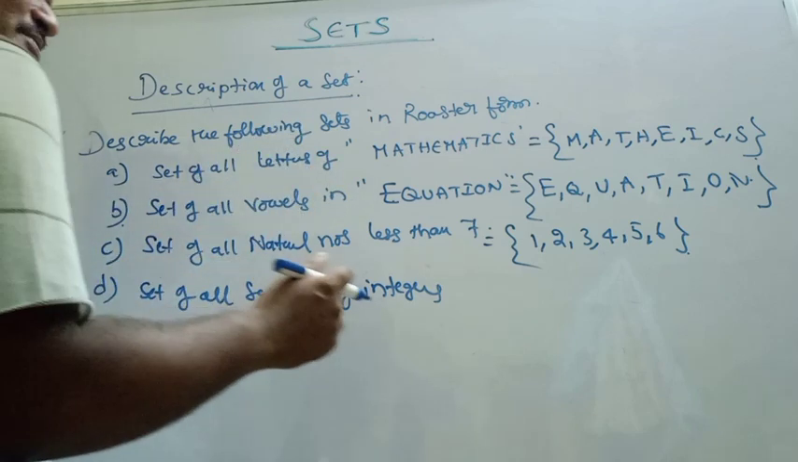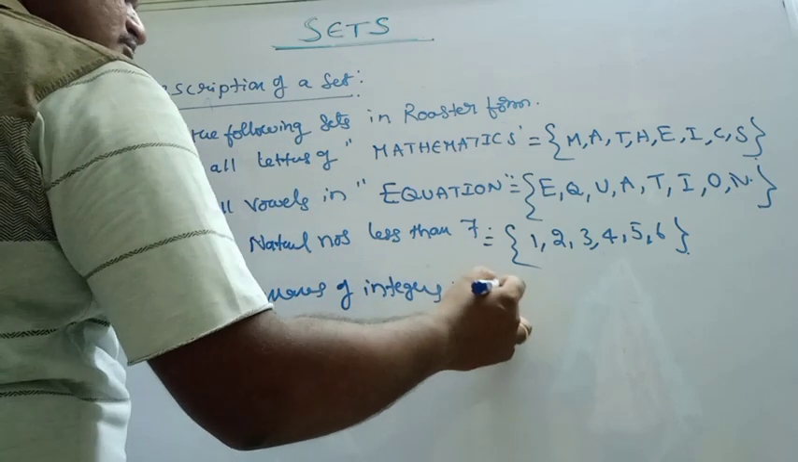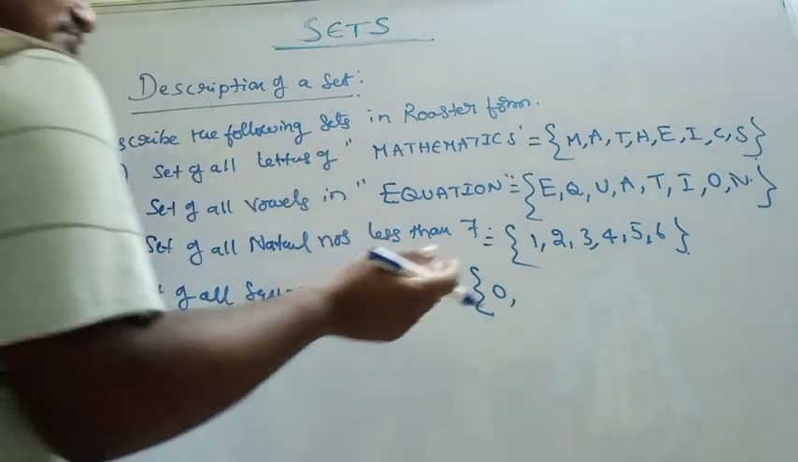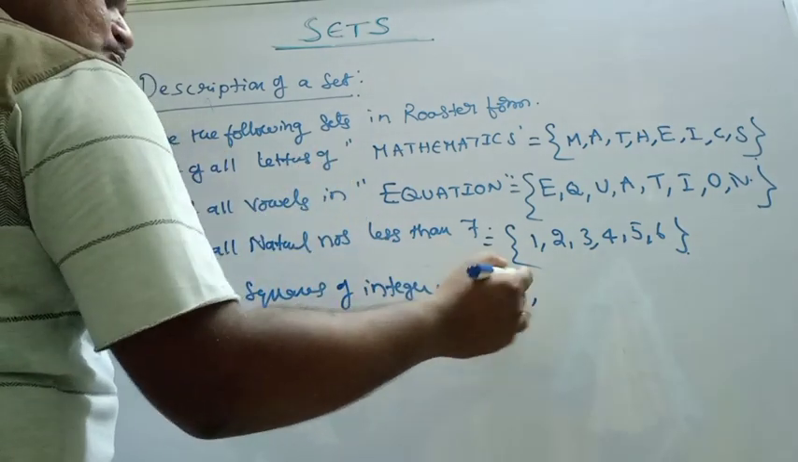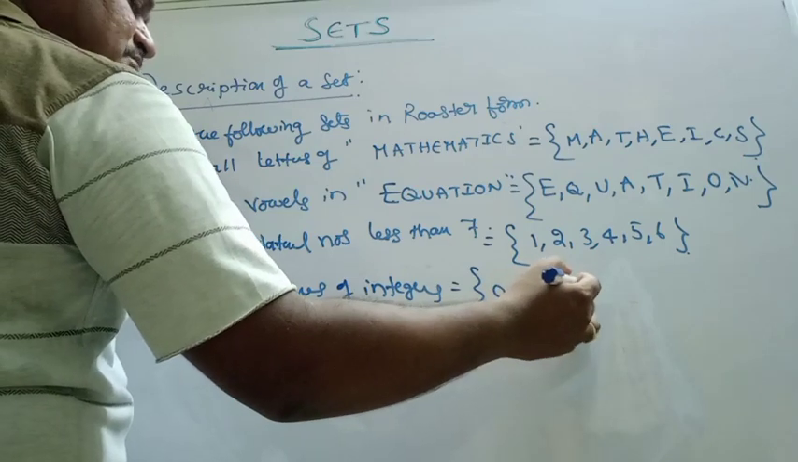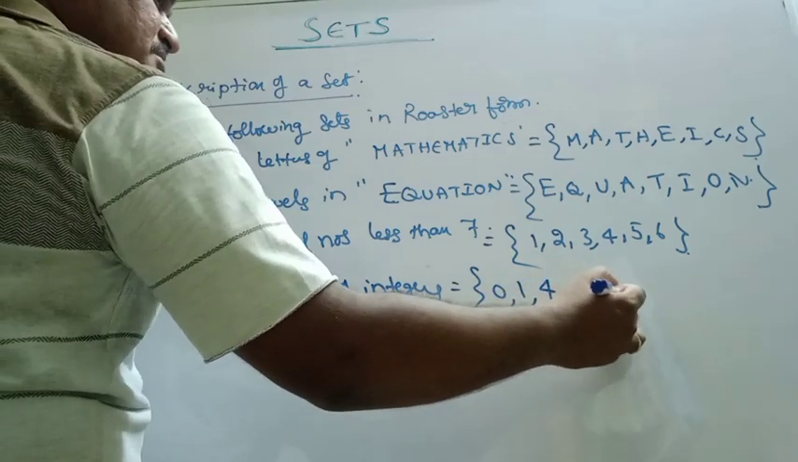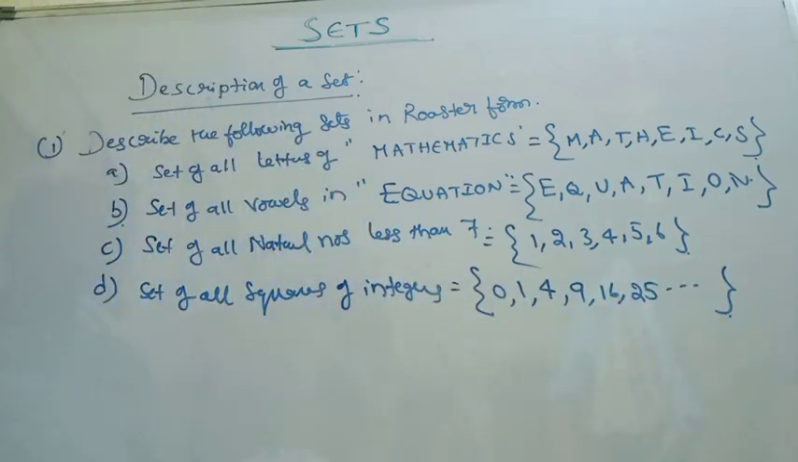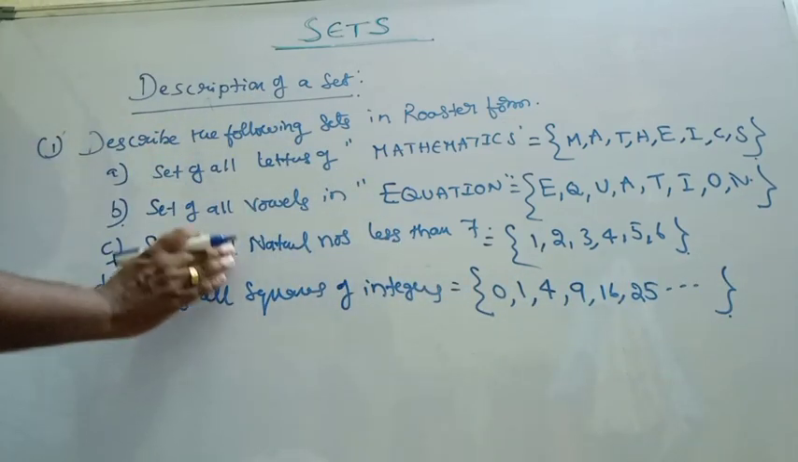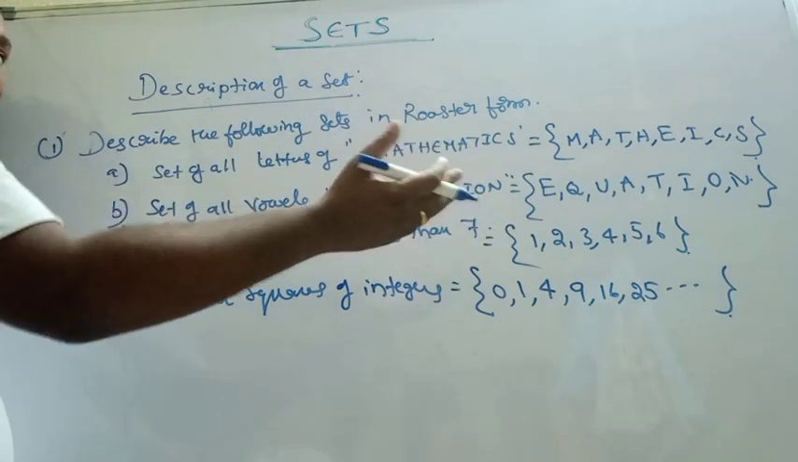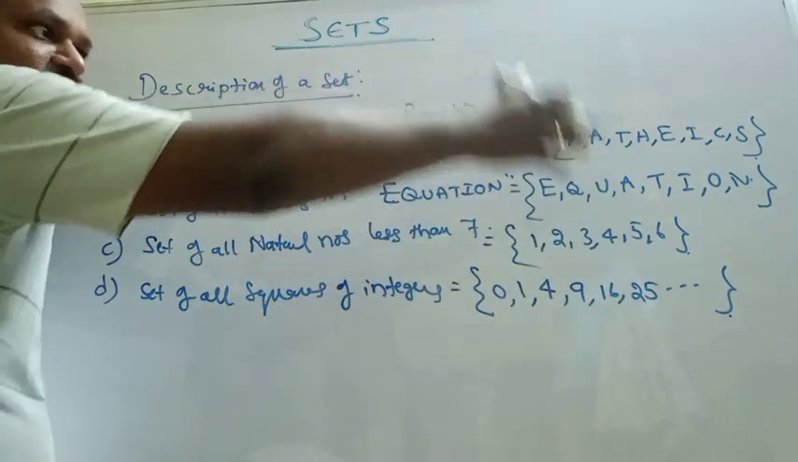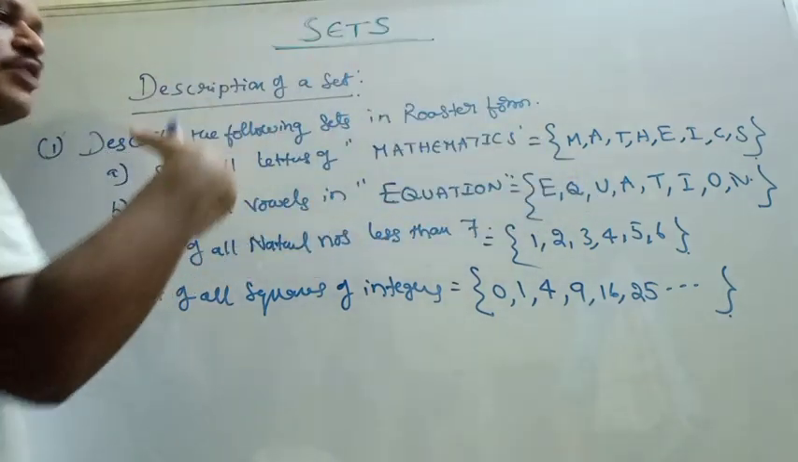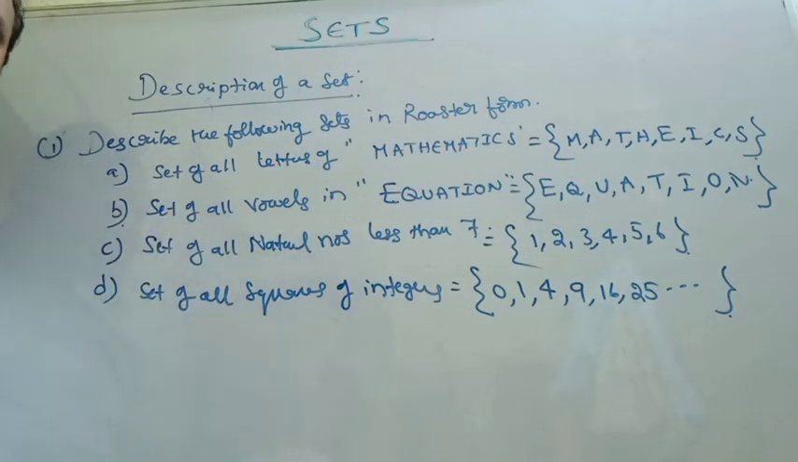Now the set of all squares of integers. 0 squared is 0, 1 squared and minus 1 squared is 1, 2 squared and minus 2 squared is 4, 3 squared and minus 3 squared is 9, 16, 25, and so on, right? My dear students, like this, they were given in set builder form and we converted them into tabular form. Or if these are given in tabular or roster form, we may convert them into set builder form like this, right, my dear students? Wonderful.